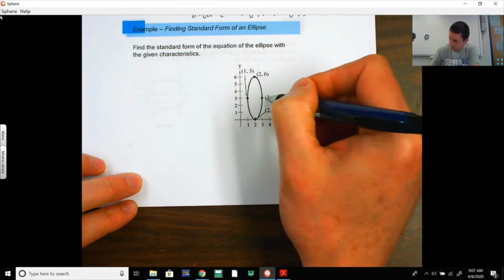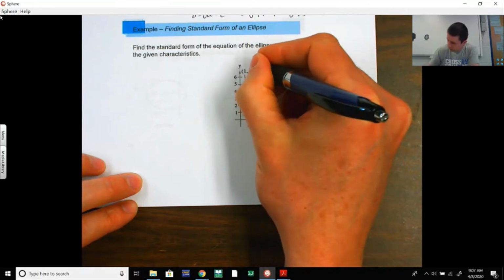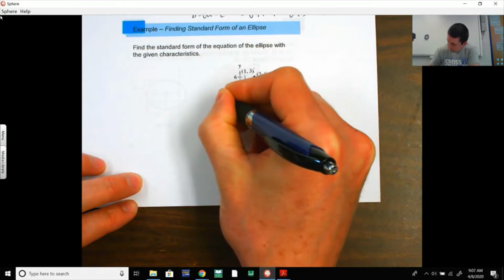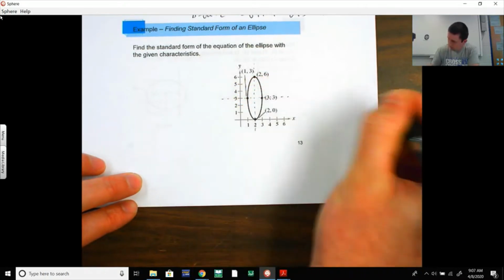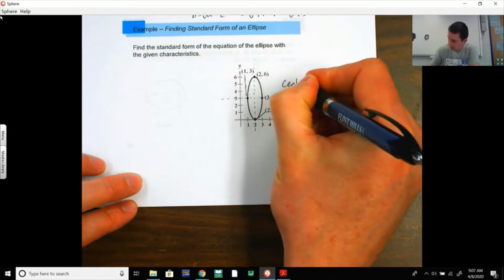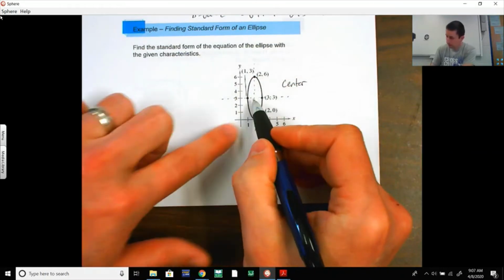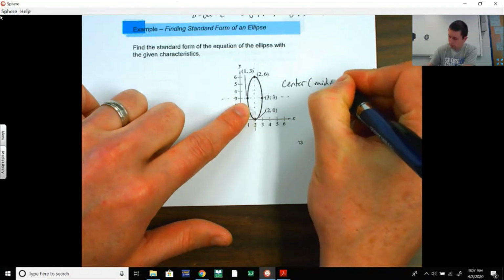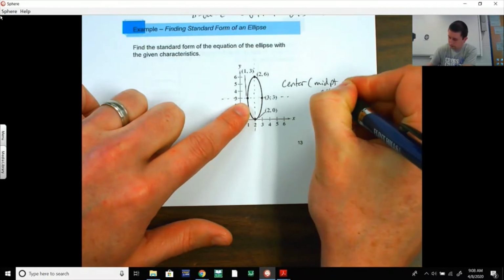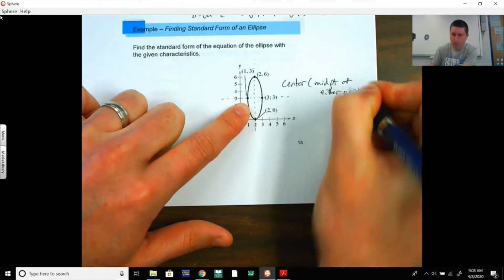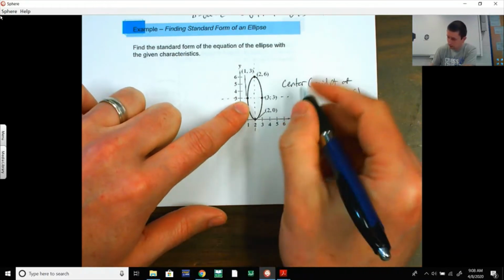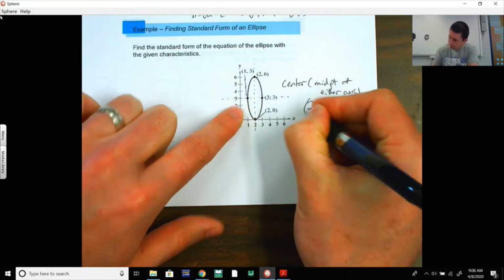And then we have 3, 3, and 1, 3. So I would draw a vertical line through here, and a horizontal line through here. And the center, we need the center here. So the center is going to be the midpoint of either axis. So if this is at 1, 3 and this is at 3, 3, we can assume that's going to be at 2, 3.